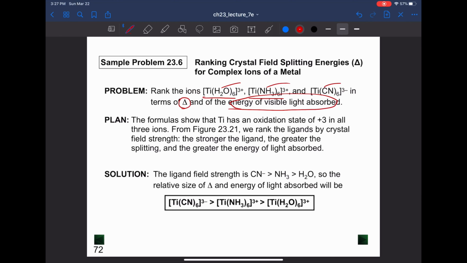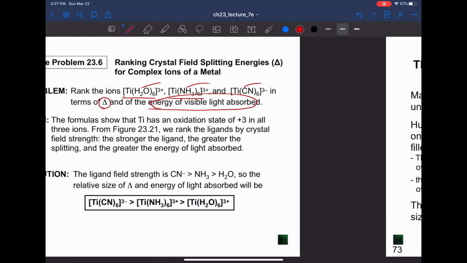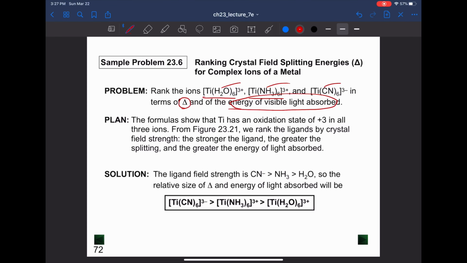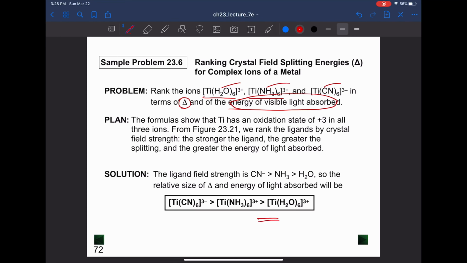In terms of the next part, which is the energy of the visible light absorbed, visible light is absorbed more when you have a larger delta. So the same thing happens here as well. You end up going from a larger delta to a smaller delta. So more energy is absorbed by the larger delta region, because it's a stronger field than a weaker field. So this is your final answer.